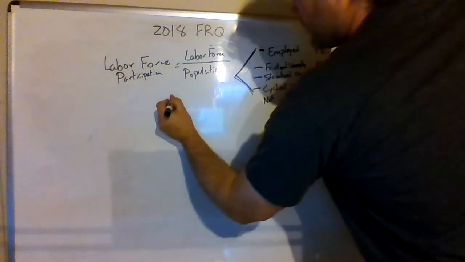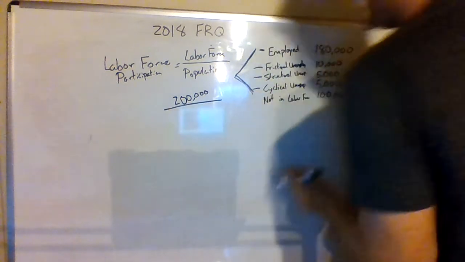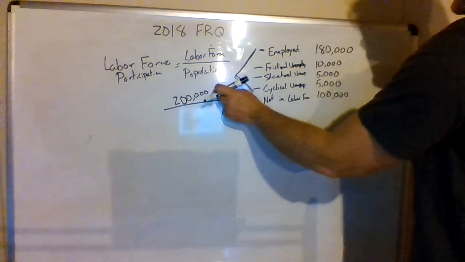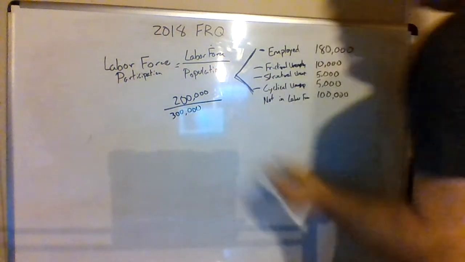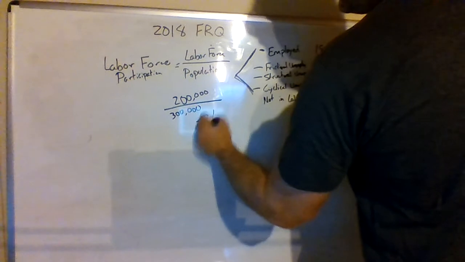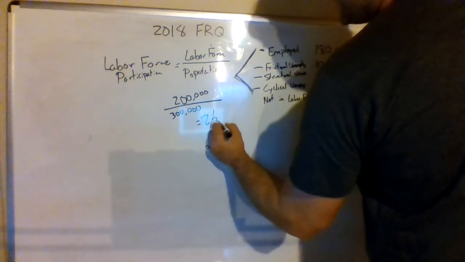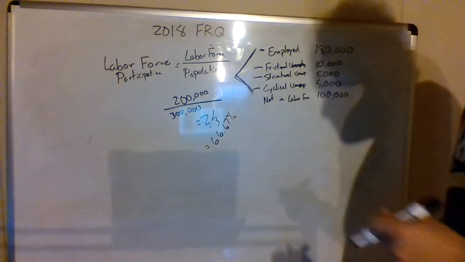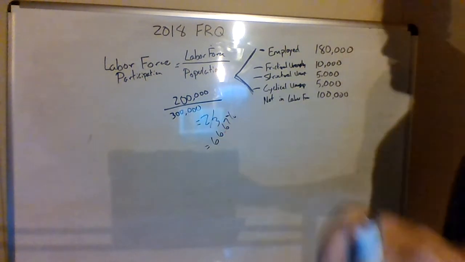We already did the labor force in the last part of the problem. We've got 200,000, all right? And then we've got not in the labor force, over the population. So we've got to add 100,000 of that, over 300,000. All right, that's 2/3. That is 66.67%, right? 66.6 repeating or whatever. All righty. So anyway, just a couple simple formulas that you got to do.